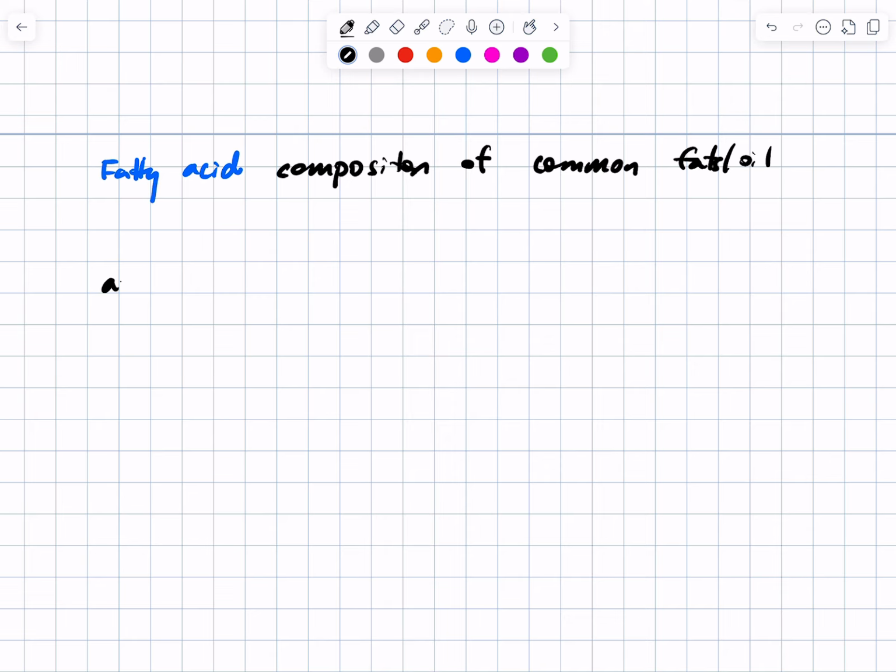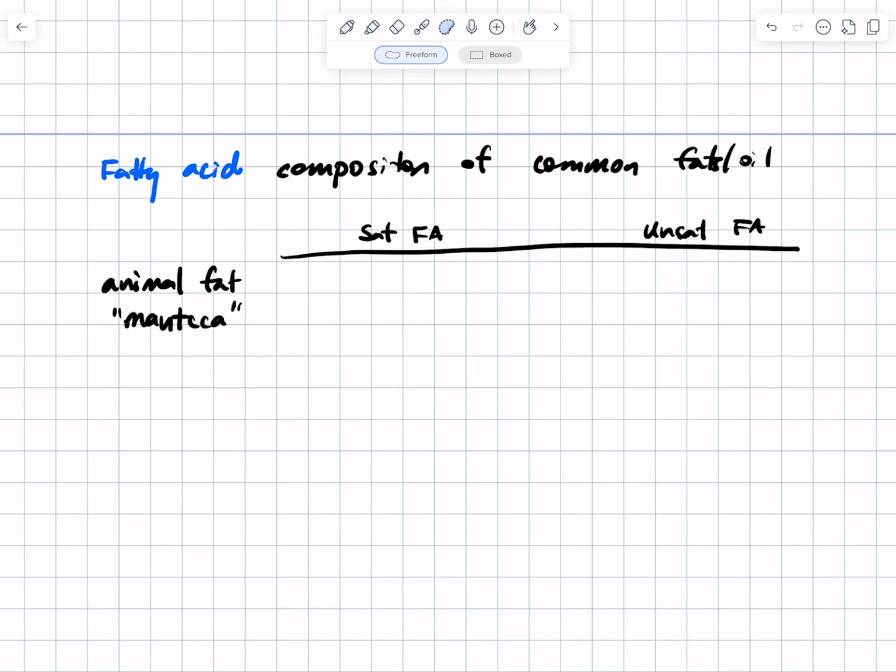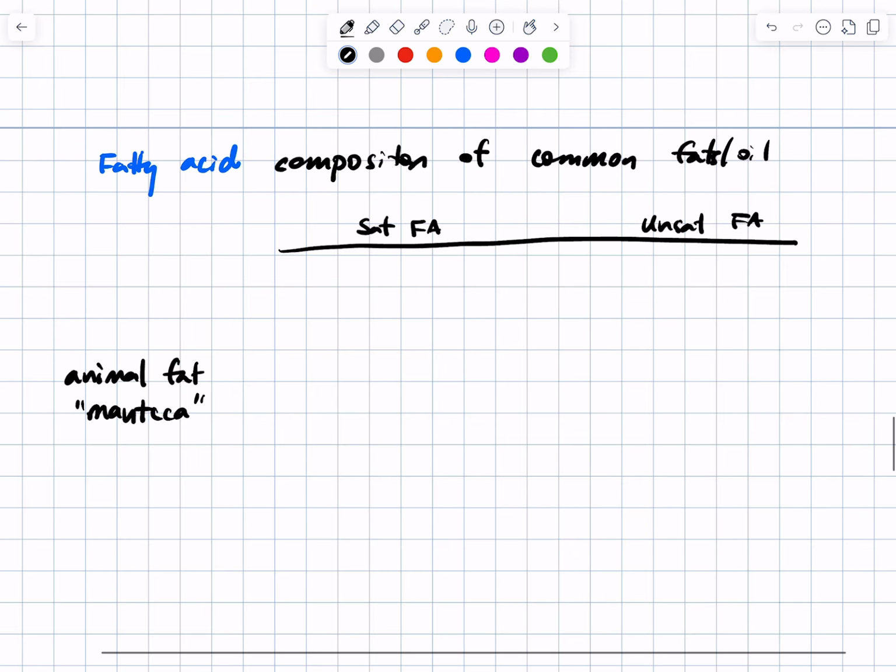So the first is animal fat, or as we like to say in South Texas, manteca. And I'll list the composition of saturated fatty acids and unsaturated fatty acids within each of these. We'll just label them, and this isn't comprehensive here. The numbers don't add up to 100, but they're percentages, and what's not on the list will be things that we're just not worrying about. So for the saturated fatty acids, you got 14, 16, 18.